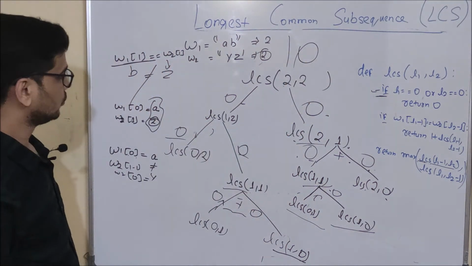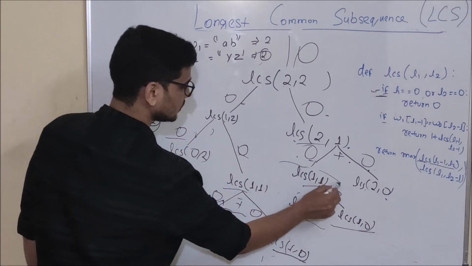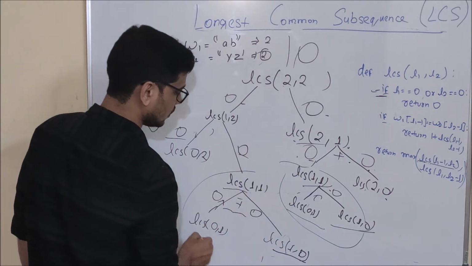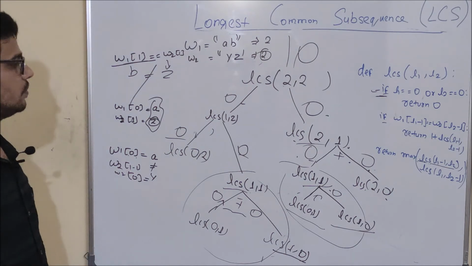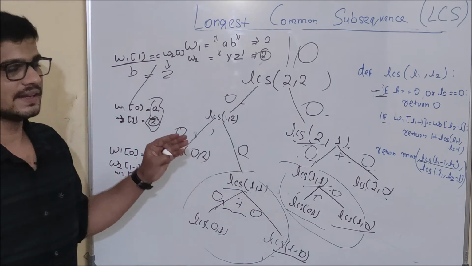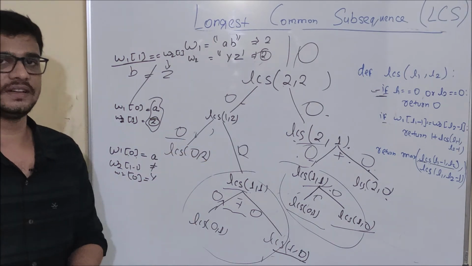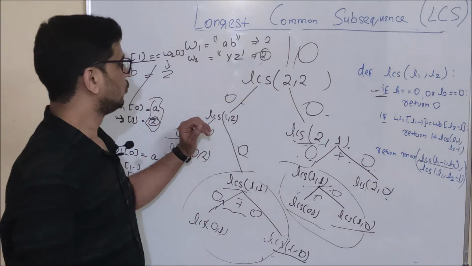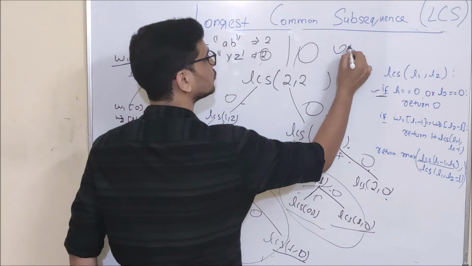Okay, friends. So you can see here, first of all, this and this are overlapping subproblems. So basically overlapping subproblems are going to be generated. Even when the length is 2, overlapping subproblems are getting generated, friends. Okay. Now then come to optimal substructure.